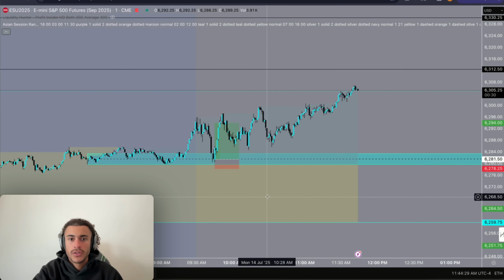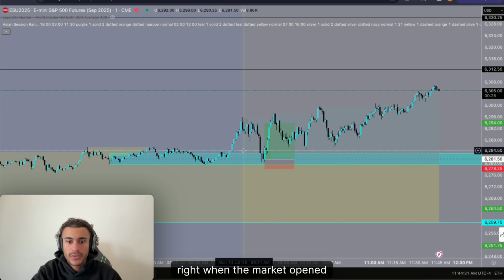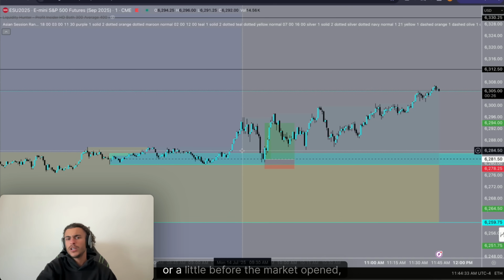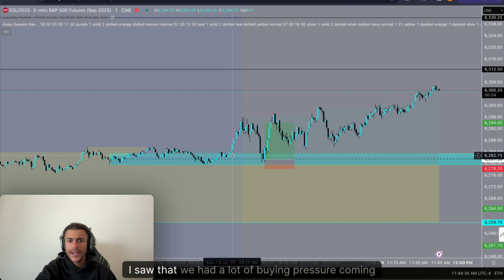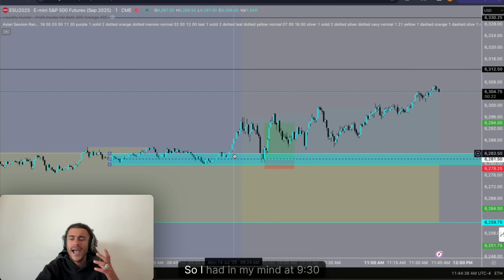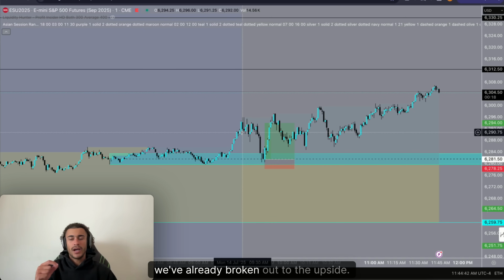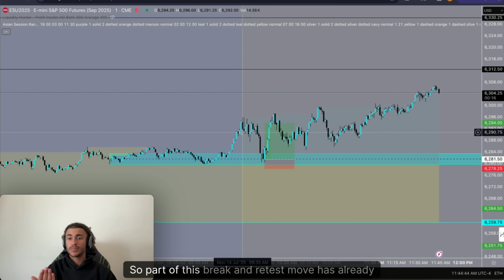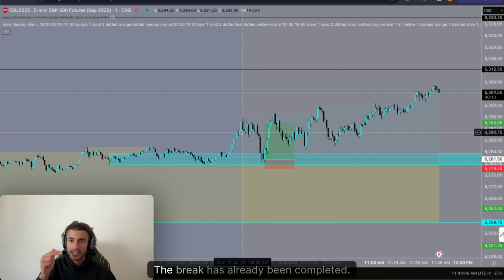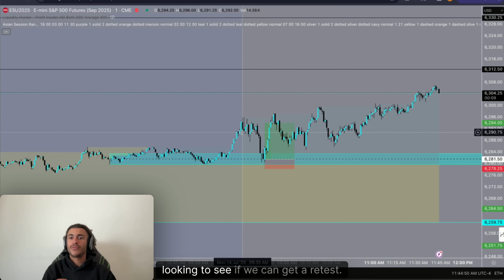So, right when the market opened, right here, or a little bit before the market opened, I saw that we had a lot of buying pressure coming in. So I had in my mind at 9:30 that, okay, we've already broken out to the upside. So part of this break and retest move has already been completed. The break has already been completed. So now all we're doing is we're sitting down and we're looking to see if we can get a retest.